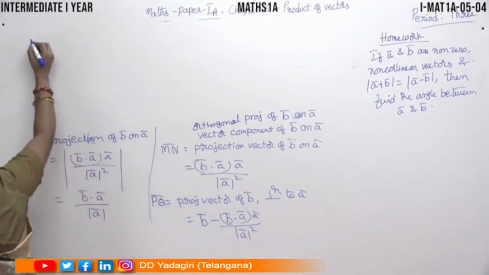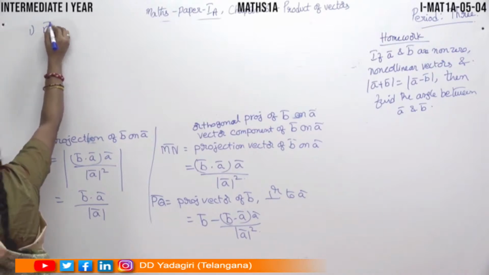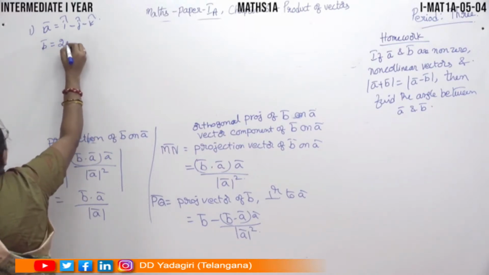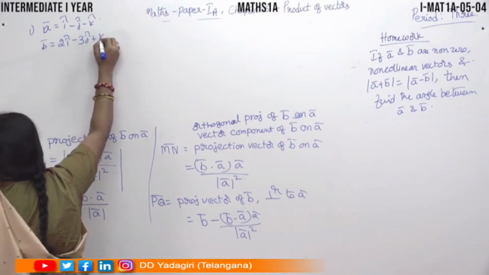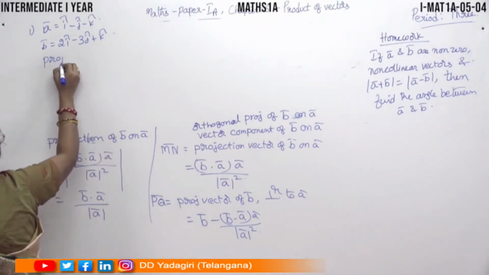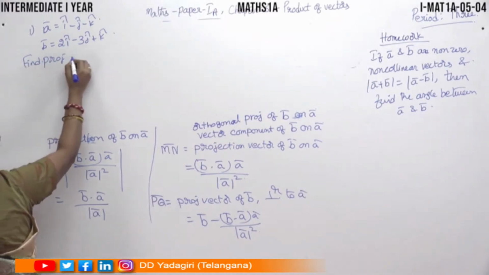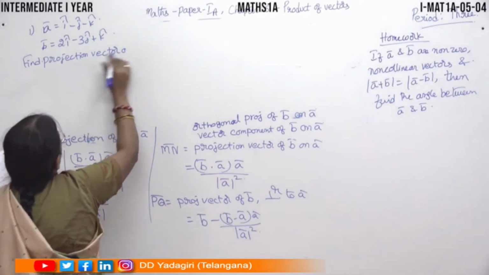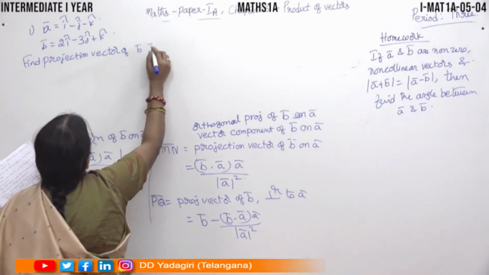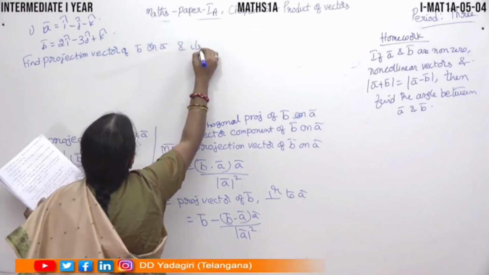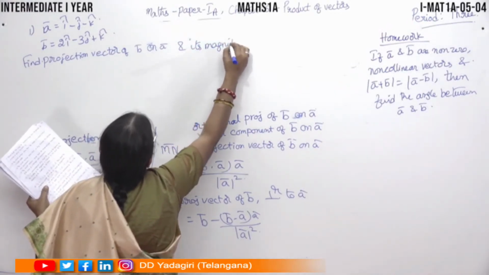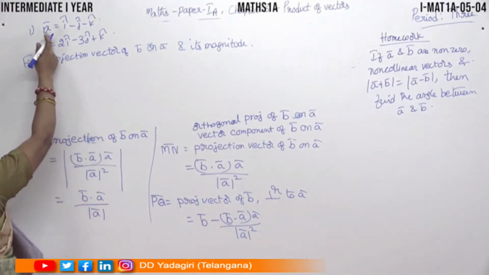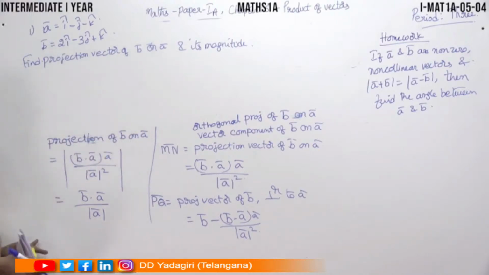First problem, suppose that A is equal to i minus j minus k, and then B is equal to 2i minus 3j plus k. Then find the projection vector of B on A and its magnitude. So you know the formula, so you'll just substitute. So first find B on A, so it is B dot A into A by mod A square.